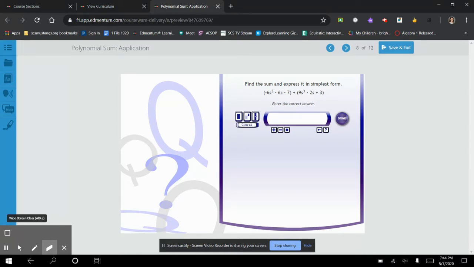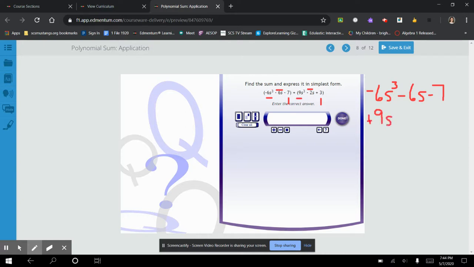Okay, so I'm going to go ahead and work through this one with you. I'm looking at my like terms. My minus 6s to the third is going to match up with my 9s to the third. Minus 6s is going to match up with my minus 2s. And my minus 7 is going to match up with my plus 3. So minus 6s to the third minus 6s minus 7. And then plus 9s to the third minus 2s plus 3.